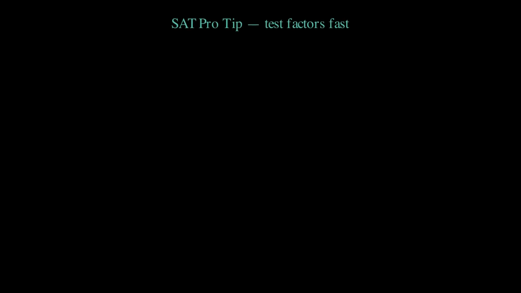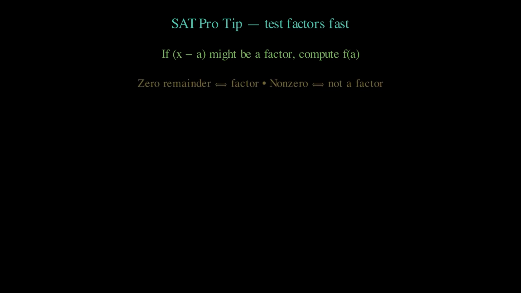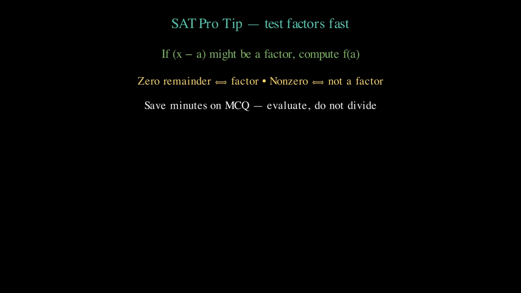SAT pro tip: use the remainder theorem to check factors in seconds. If you get 0, you're done. If not, you can eliminate answer choices that claim a clean factorization. This is especially powerful on multiple choice, where brute force division would cost minutes.